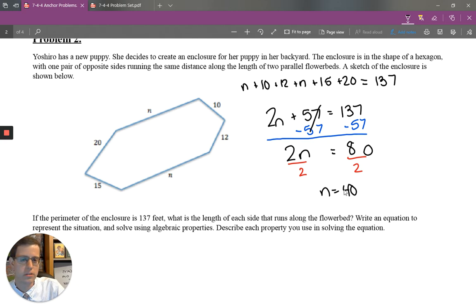And I'm looking for units here, and I don't think there's units, so n is going to equal 40 feet.